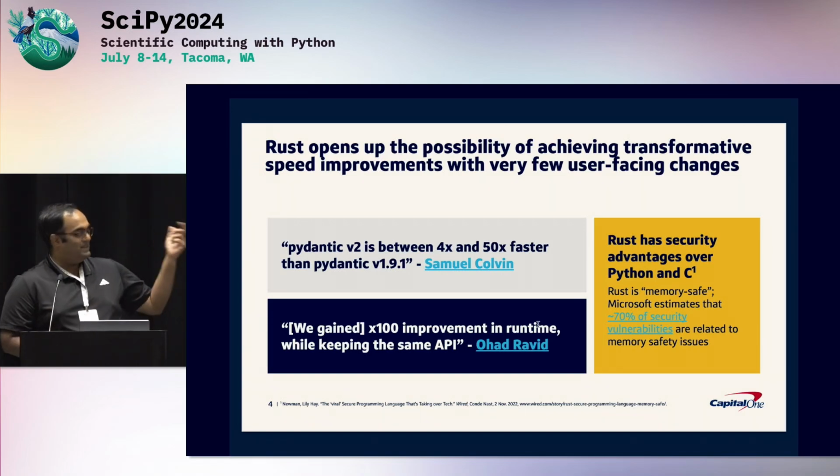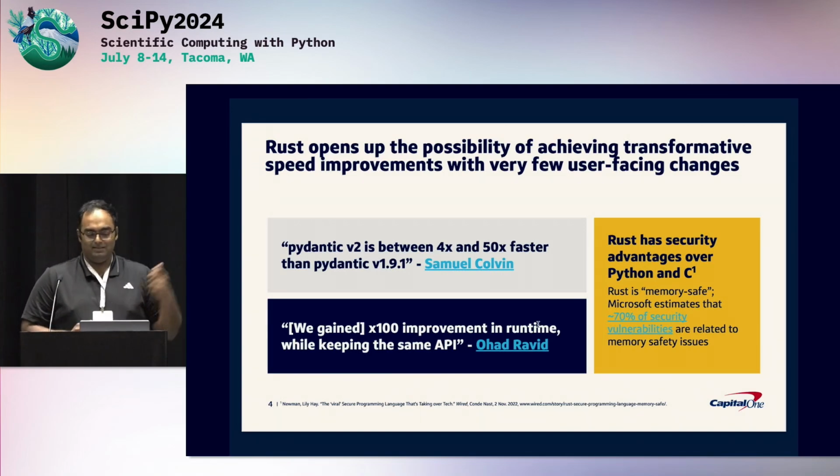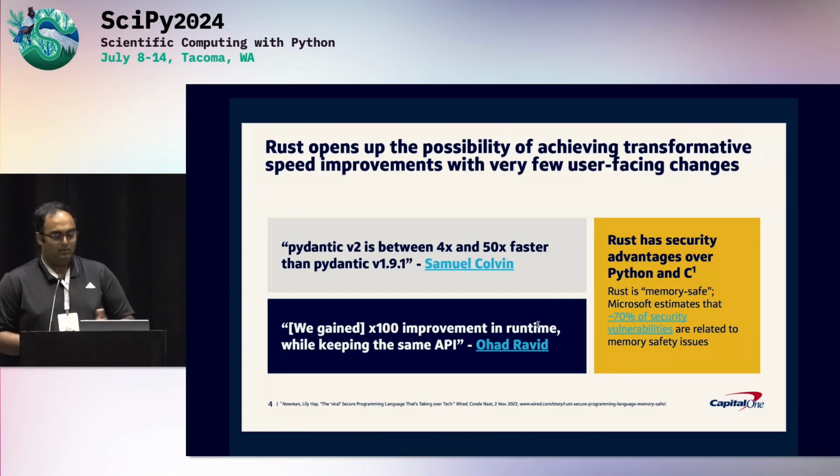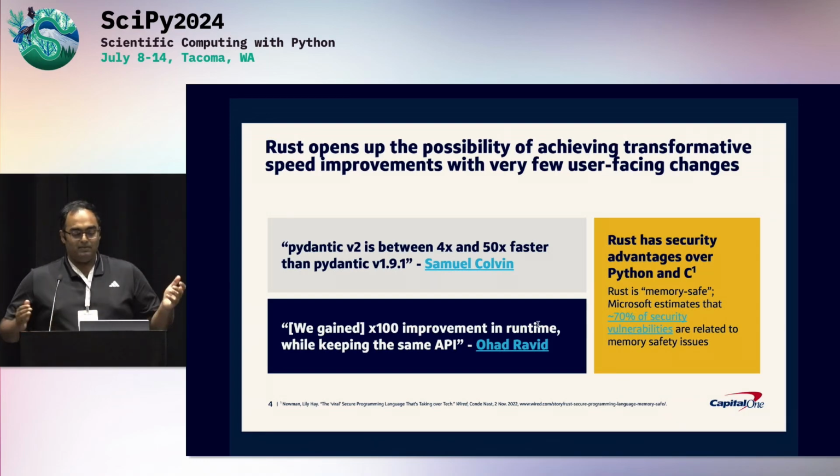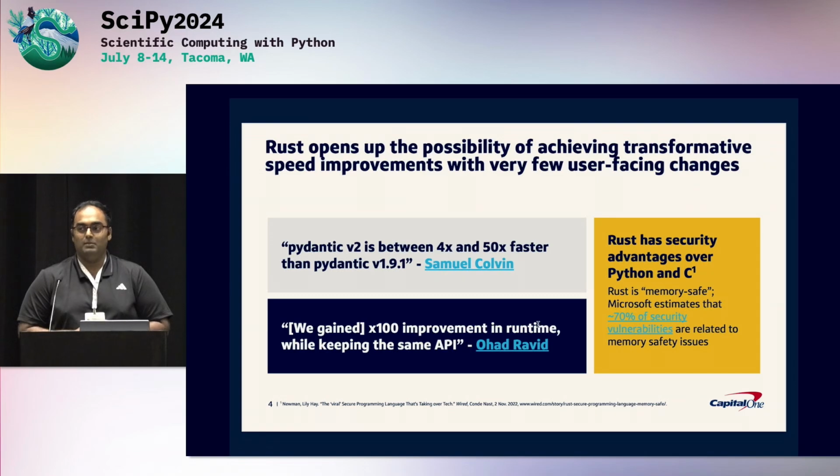So the maintainer of Pydantic says Pydantic v2, which is written in Rust, is between 4 and 50x faster. If you just look up Rust Python benchmarks, you can find a whole bunch of blog posts like this one by Ohad Ravid saying we gained 100x runtime improvement without changing the API.